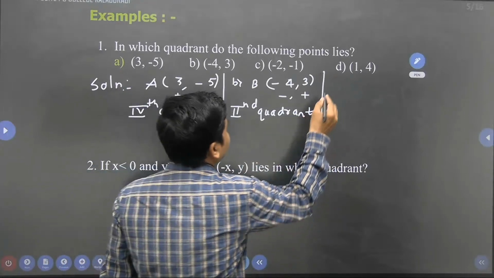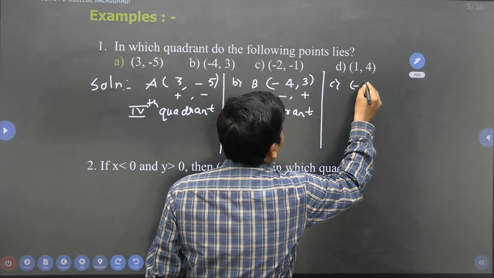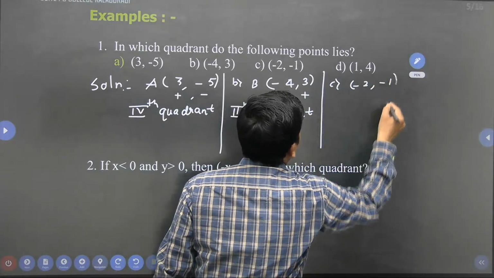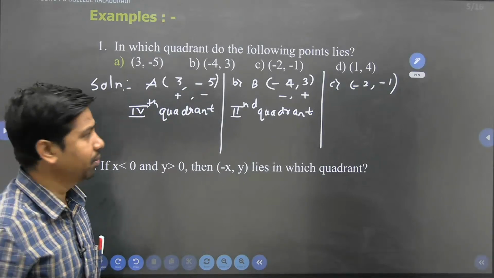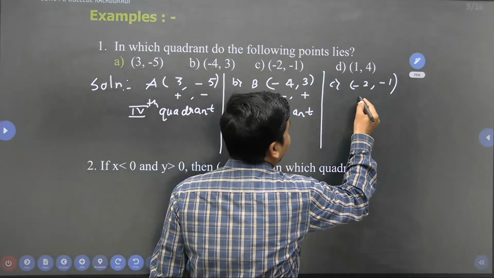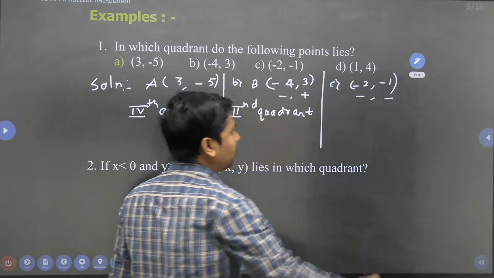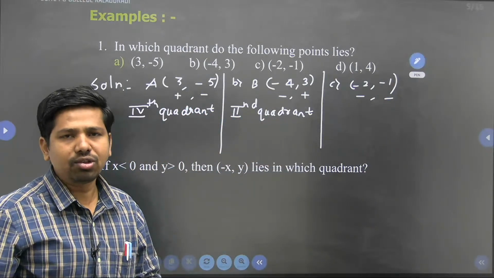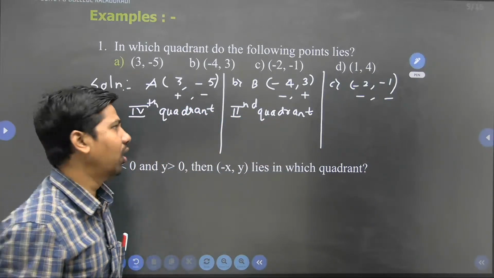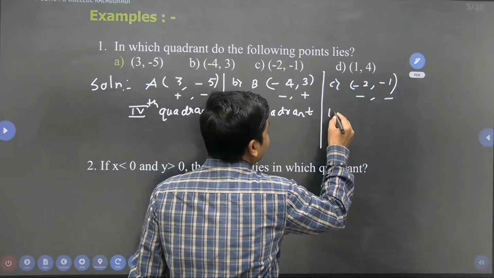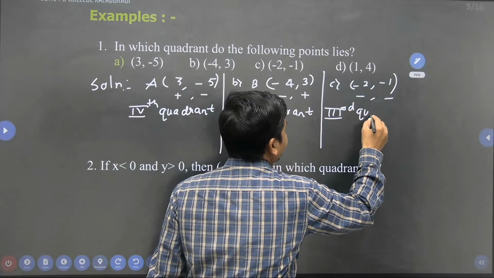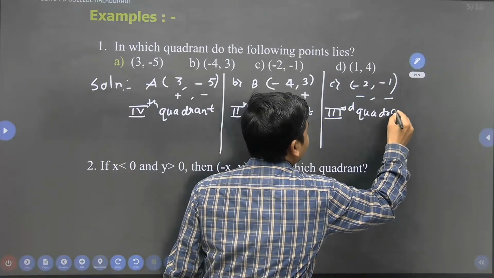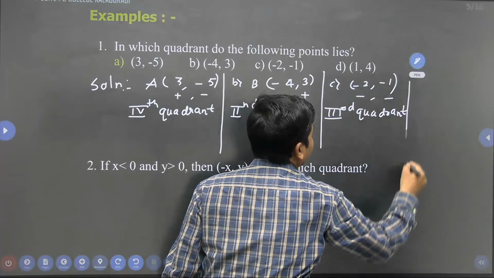Third, that is minus 2 comma minus 1. X is negative and y is also negative, right? The x coordinate is negative and the y coordinate is also negative, so we observe it in the third quadrant, which is where this point is present.